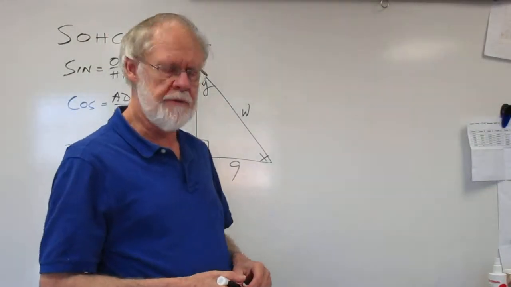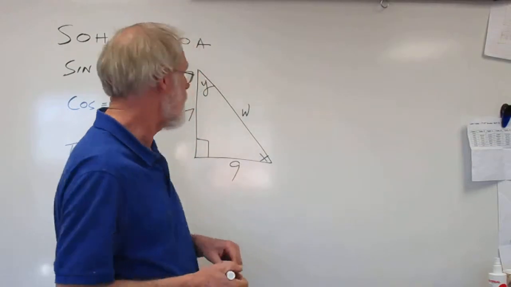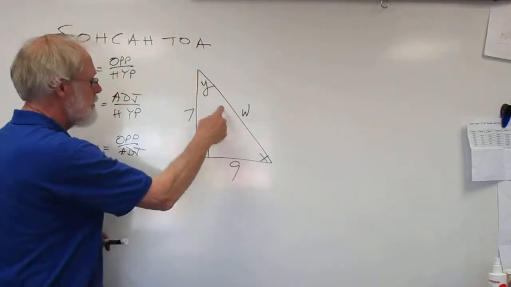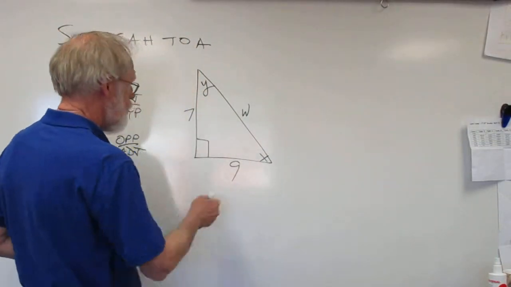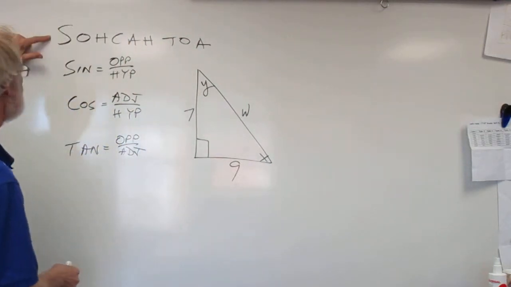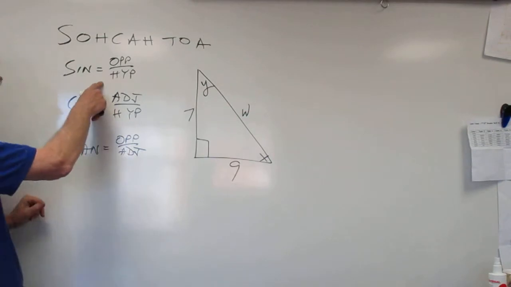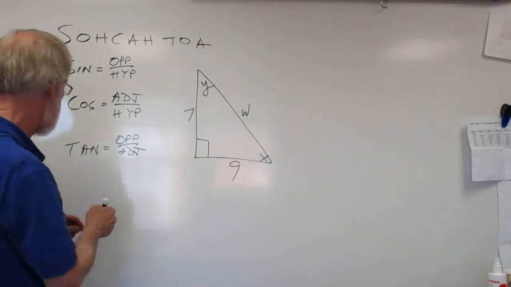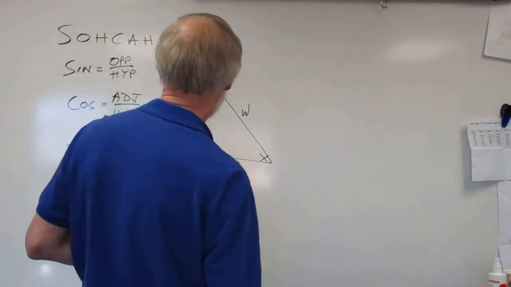Okay, back for part 2 of SOHCAHTOA. I'm Mr. Orr, and what we're doing now is solving for angle measures when we are given side lengths. Again, we're using SOHCAHTOA. Sine is opposite over hypotenuse, cosine is adjacent over hypotenuse, and tangent is opposite over adjacent.